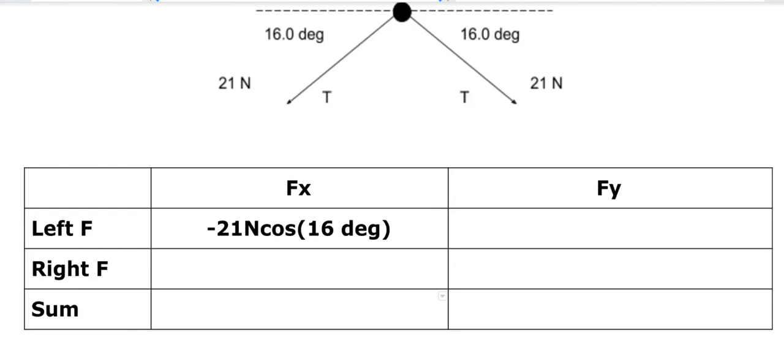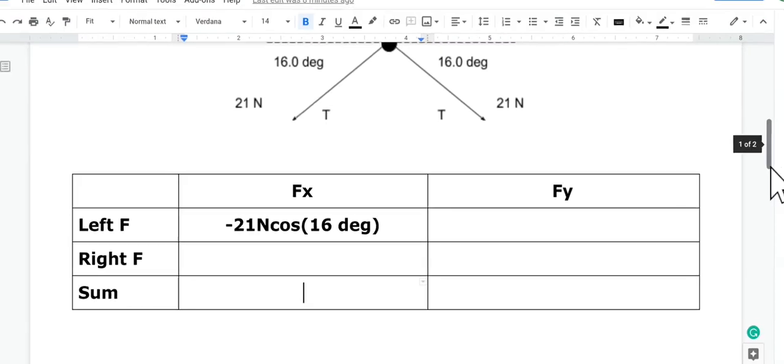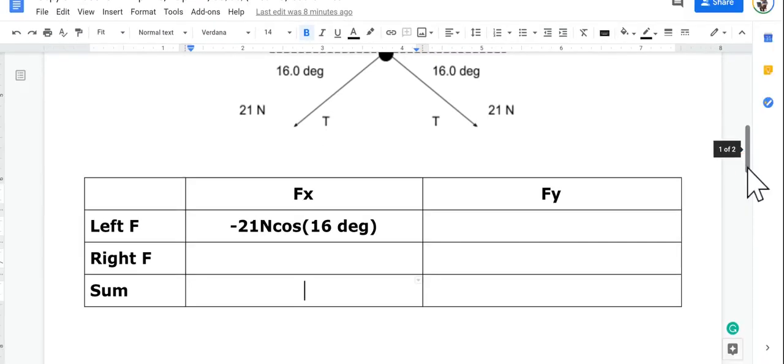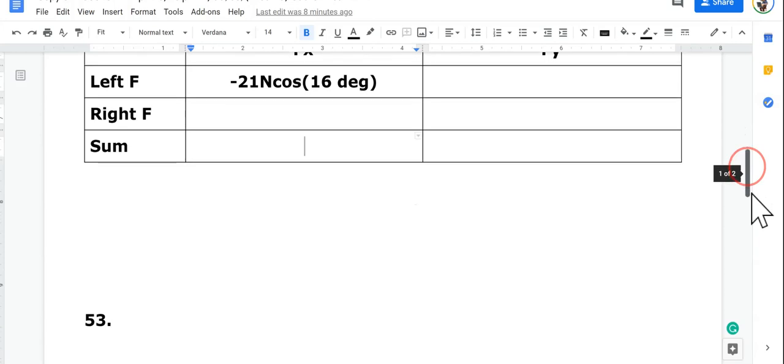Of course, then there'll be an X and a Y. And if you have an X and a Y, you use the Pythagorean theorem. If you only have a Y, then you'll just have the answer. It's only when you have two different X and Y forces that you have to use the Pythagorean theorem. So you could do that one.